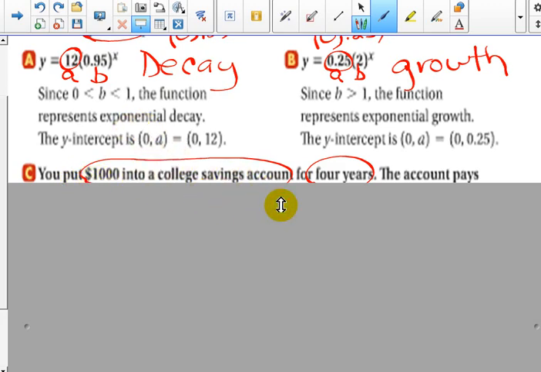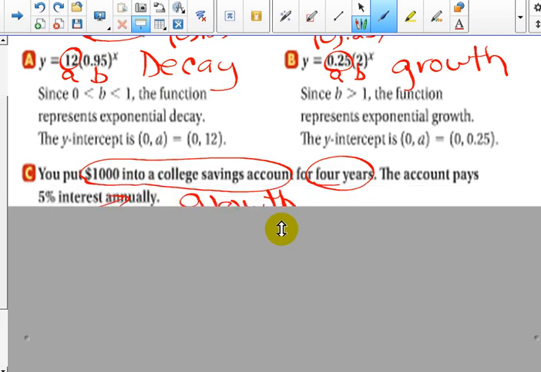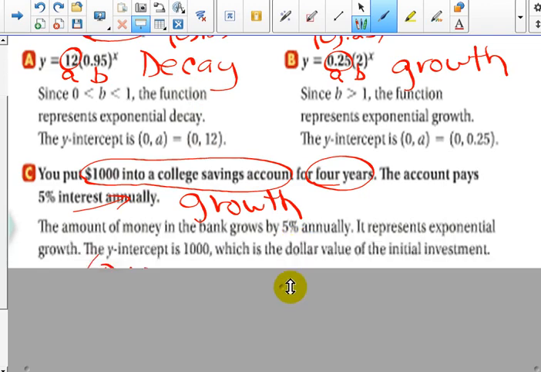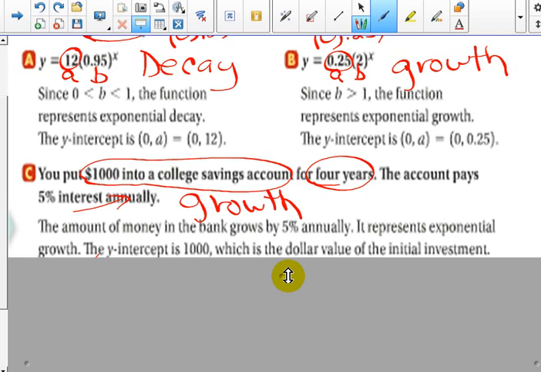They say you put $1,000 into a college savings account for 4 years. The account pays 5% interest annually. So the amount of money in the bank is growing by 5% annually. Is our account growing or shrinking? It's growing. That's exponential growth, because you get 5% more every year. It's going to grow every single year, get larger. So this represents exponential growth.